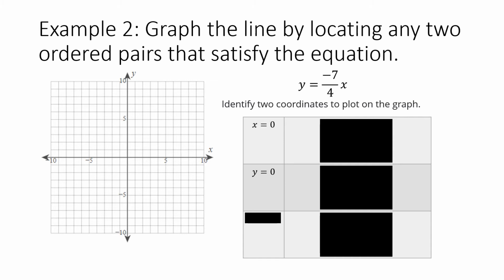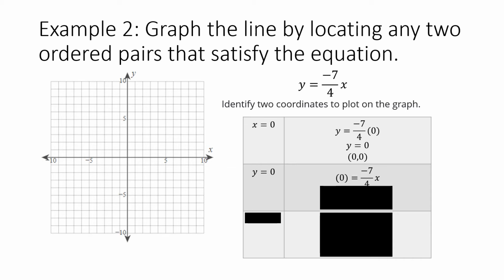All right, example 2, let's look at y equal to negative 7 over 4x. I'm going to do the same process and try to do my intercepts here. I'm going to substitute in x equal to 0 and solve for y. When I do that, I get y equal to 0, so my point on that line is going to be 0, 0. Now I'm going to do the same thing for y equal to 0. I put 0 in for y and solve for x. When I do that, I get 0 again.